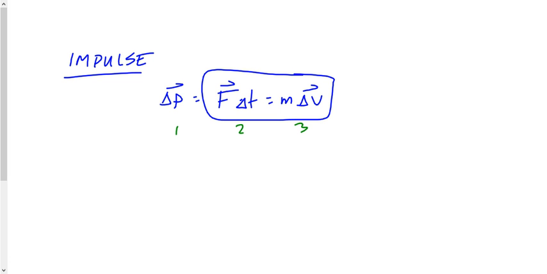Remember that you're always going to use two of those three parts. So you could use delta p is equal to F times t, or delta p is equal to m times delta v, or you could use F times t is equal to m times delta v. Whatever two parts of the three that work for you with the givens that you have. Make sense?